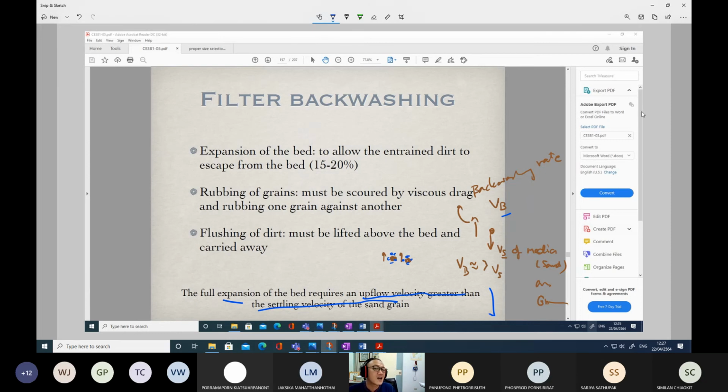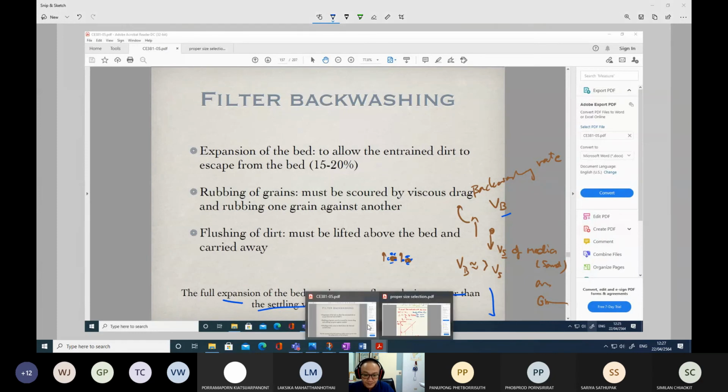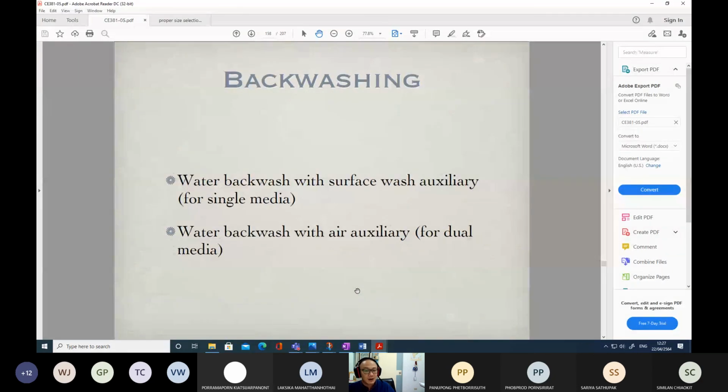Okay, so this is how we perform the backwashing. This is a kind of criteria. So somebody may ask what should be our backwashing rate. It is much higher than the filtration rates.